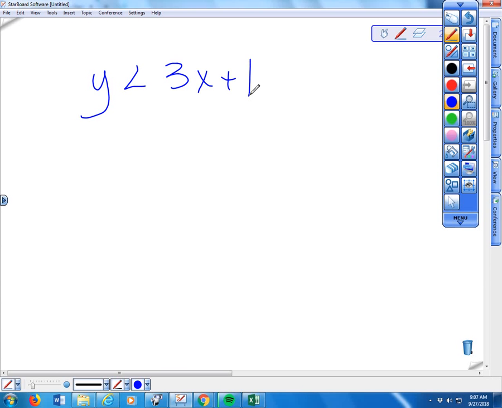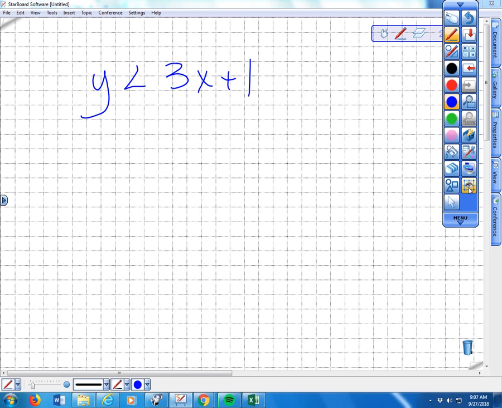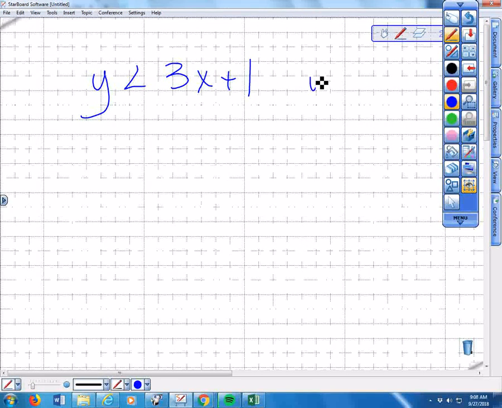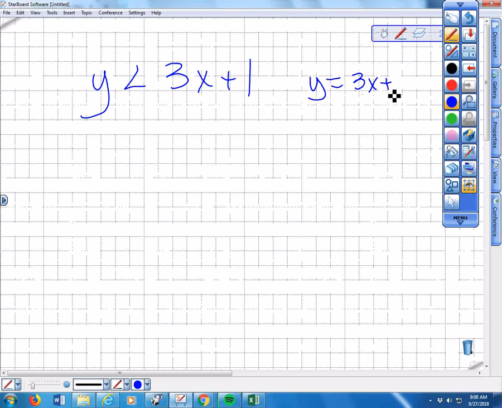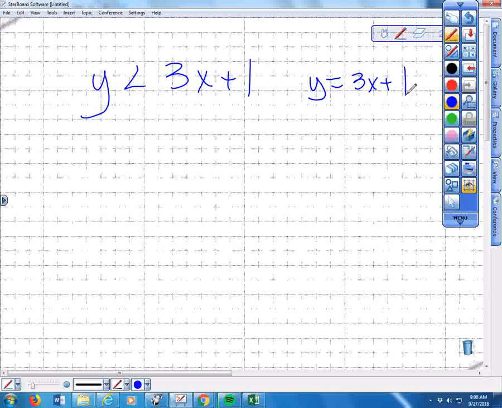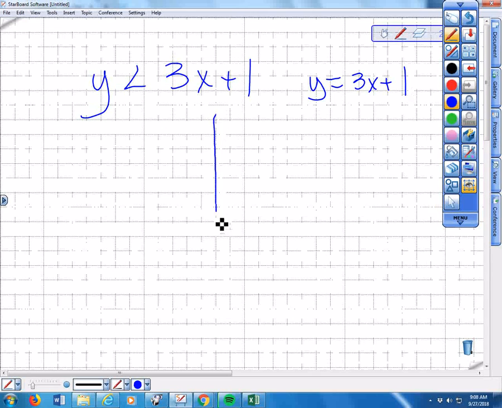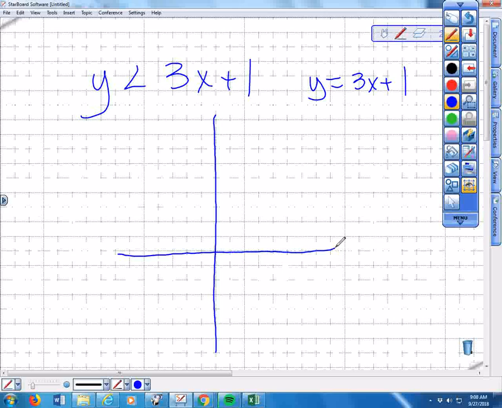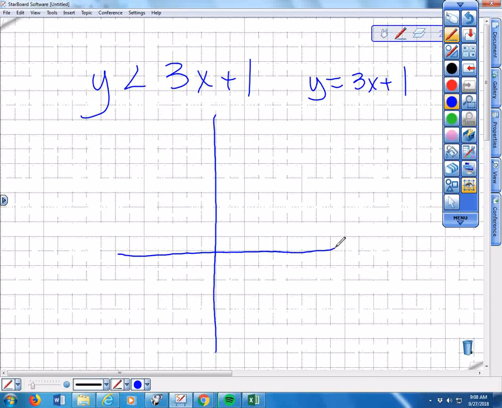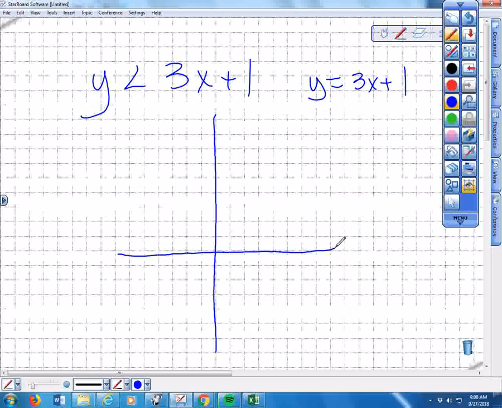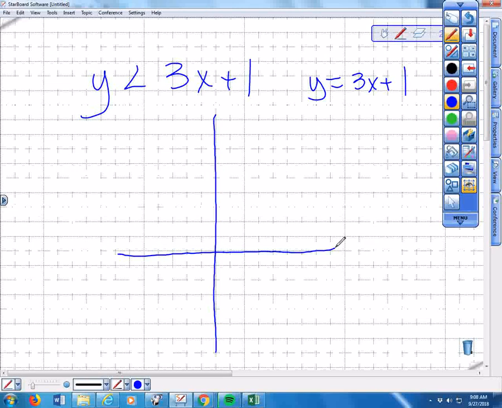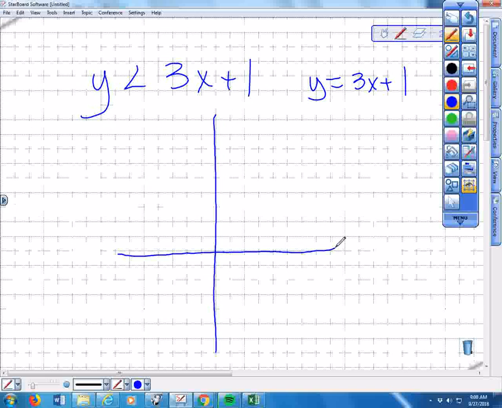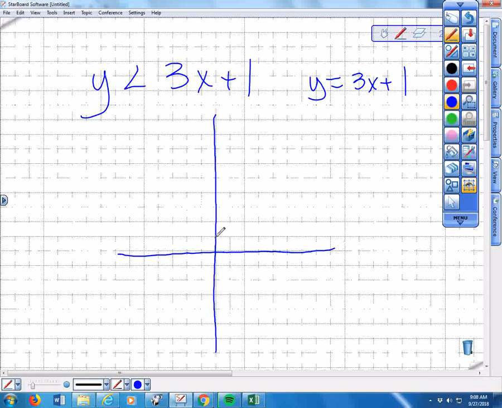y is less than 3x plus 1, the first step in graphing these is treat it like an equation. If I were going to graph the line y equals 3x plus 1, how would I do it? Where would I start? How do you graph a line in slope-intercept form? Do you do the slope? Well, you're going to use the slope, but you always start at a certain point. What is that point? In this case, it's 1, the y-intercept. Okay? Because 1 is right here.